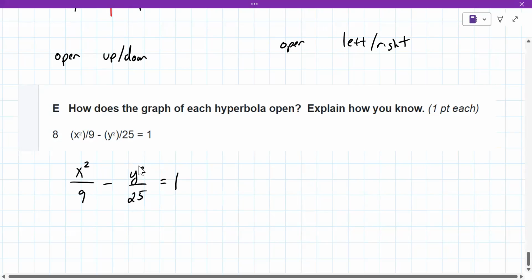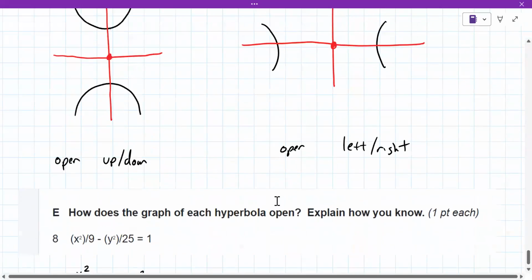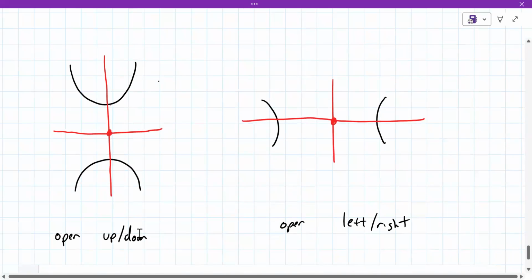Now I have to find the center. This one does not ask you to find the center. What does it ask for? How does each graph of the hyperbola open? I don't know how it opens. All right. You remember me talking about this like 2 minutes ago? Oh yeah, found it.